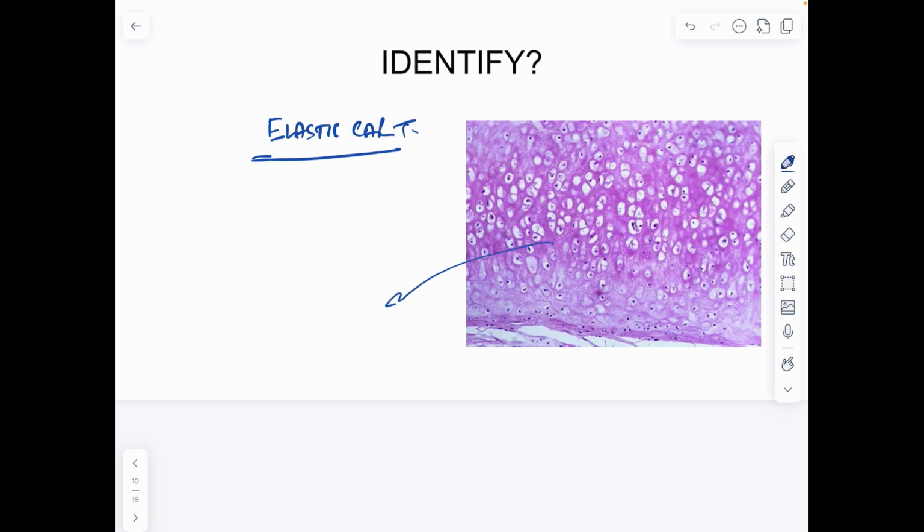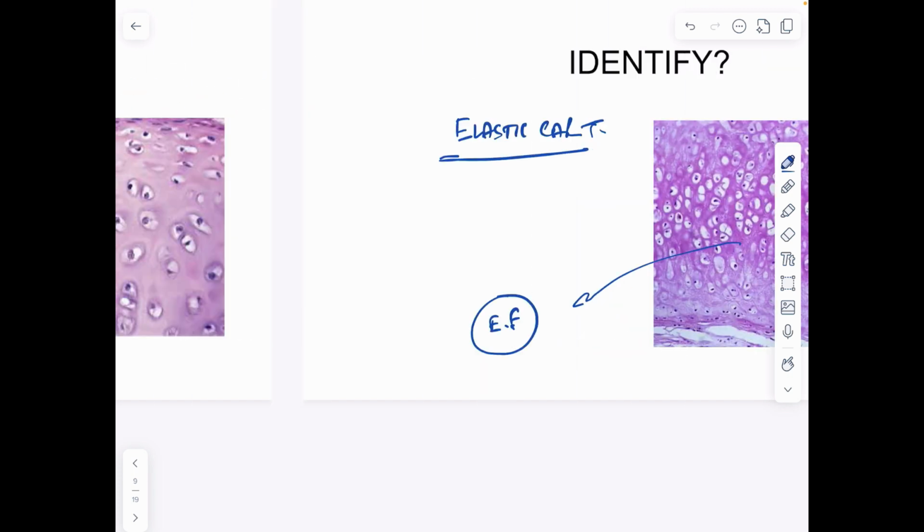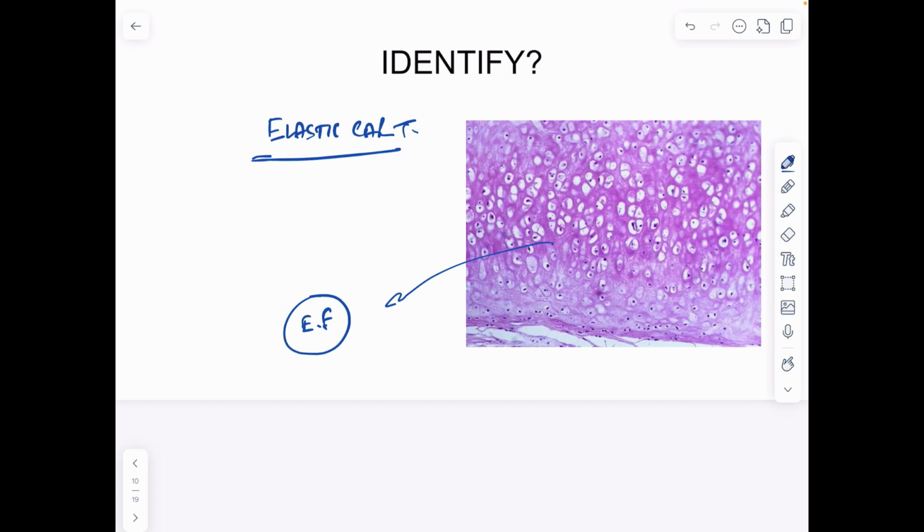These are the densely packed dark-staining elastic fibers. This is one feature on the basis of which you will differentiate it from hyaline cartilage. Second are the chondrocytes, which are large, round chondrocytes arranged in small groups. These are not scattered, they are arranged in small groups, and they are more densely packed.